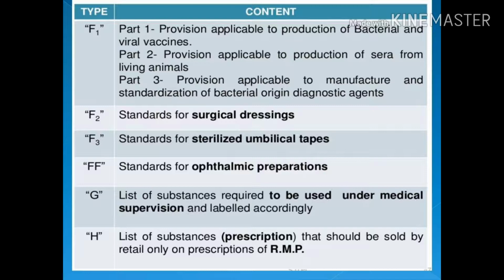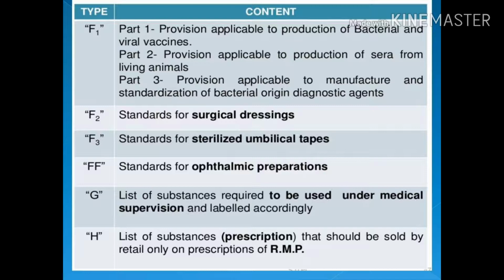F1 is further categorized into part 1, part 2, part 3. Part 1 includes provisions applicable to production of bacterial and viral vaccines. Part 2 includes provisions applicable to the list of diseases and ailments that drugs should not claim to cure. Part 3 includes provisions applicable to the list of drugs that are exempted from certain provisions regarding diagnostic agents. F2 contains the standards of surgical dressings. F3 consists of the standards for sterilized and medical equipment. And FF consists of the standards for ophthalmic preparations.